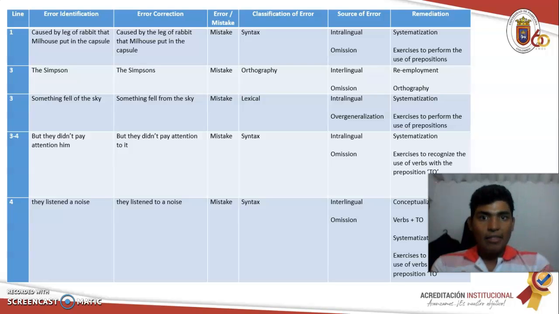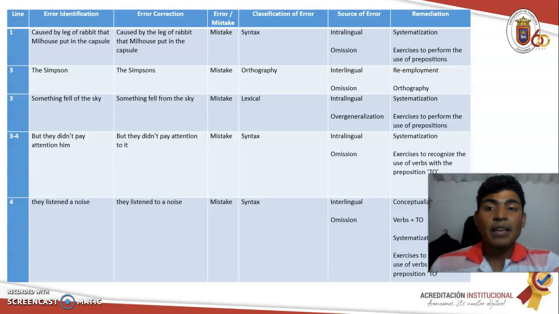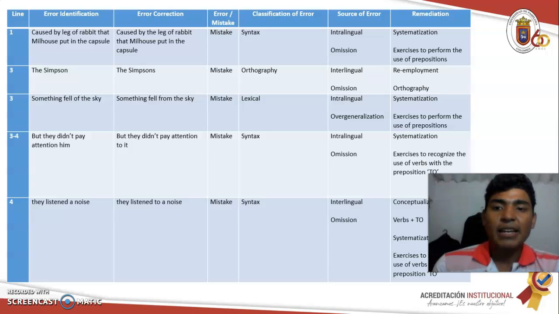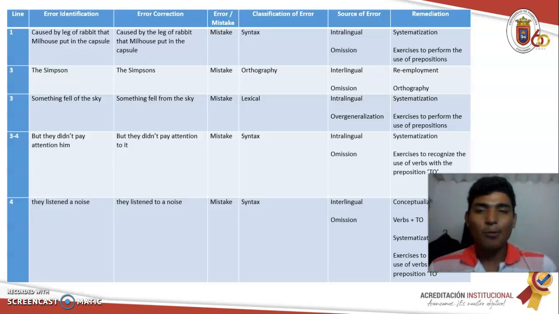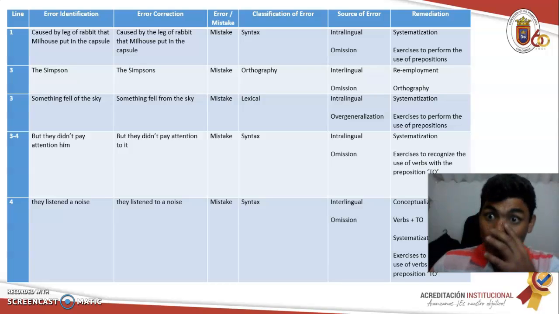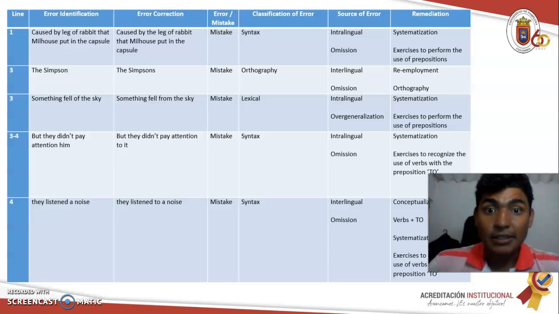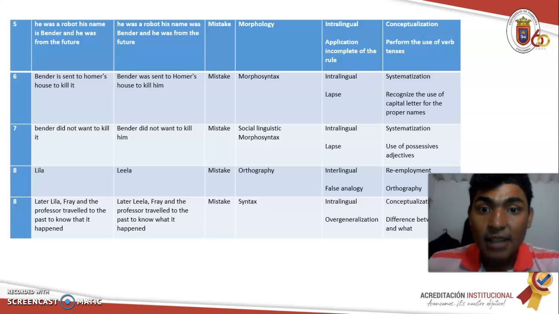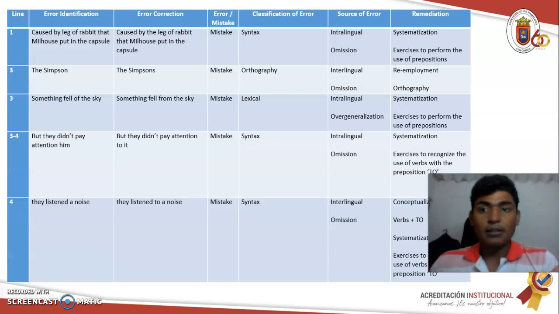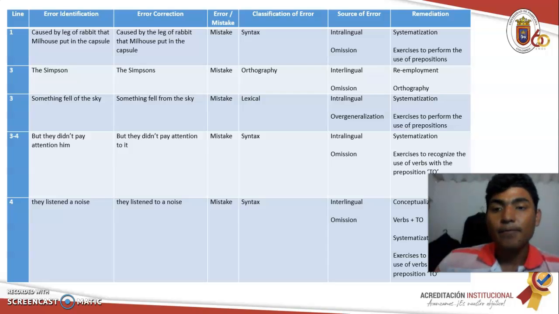So for this case, for the first document and the second document, I consider that the students suffered a lapse when he or she was writing this written production, because there are mistakes related to the syntax, orthography, lexical, morphology, morphosyntax, sociolinguistic, and that's it. That's for the first document.